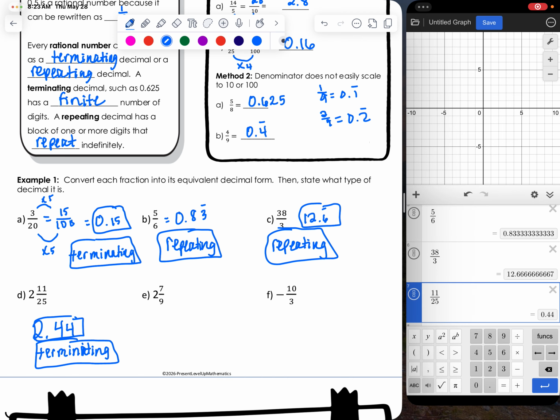All right, 2 and 7/9. So that's going to be 2 point something. Now, remember what we learned about ninths up here. 1/9 was 0.1 repeating. 2/9 was 0.2 repeating. 4/9 was 0.4 repeating. So 7/9 is going to be 0.7 repeating. And that would be a repeating decimal.